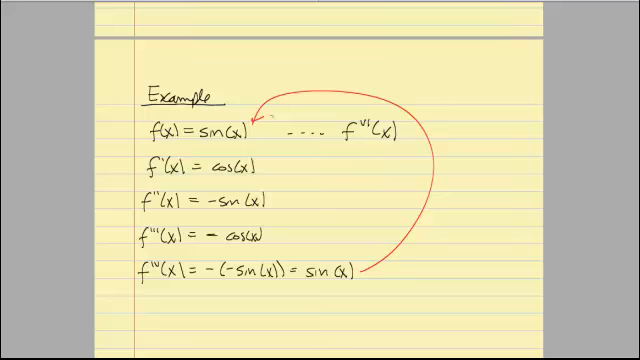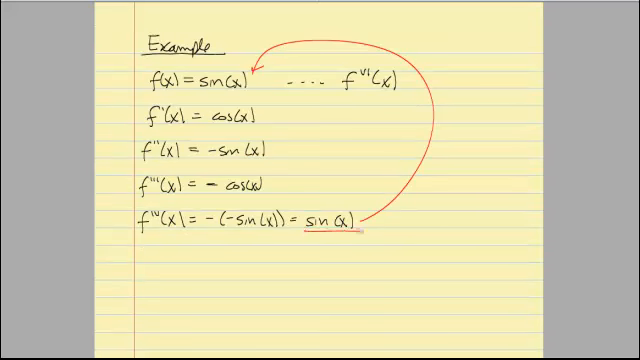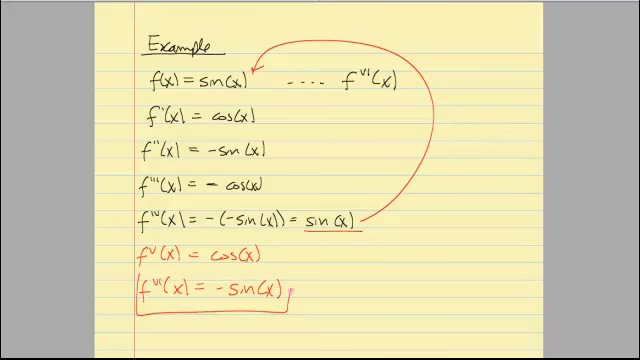Now I'm going to take the derivative of sine to find my fifth derivative, and then I'll take the derivative of the cosine to find my sixth derivative. The derivative of the cosine is a negative sine. So going through and finding my six derivatives, I get down to the negative sine of x for my sixth derivative.